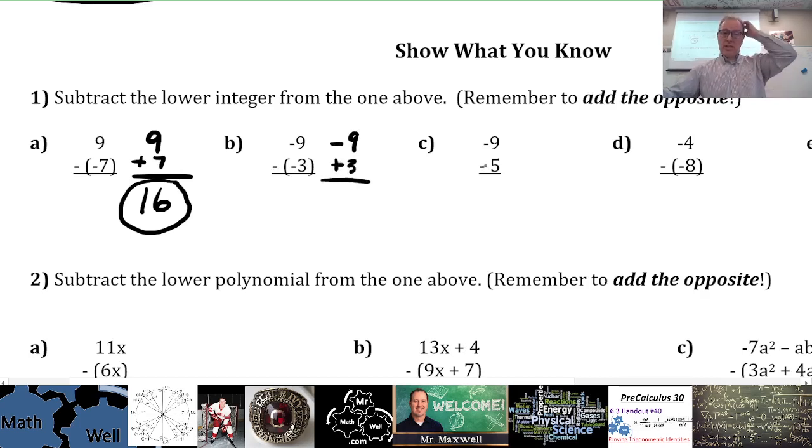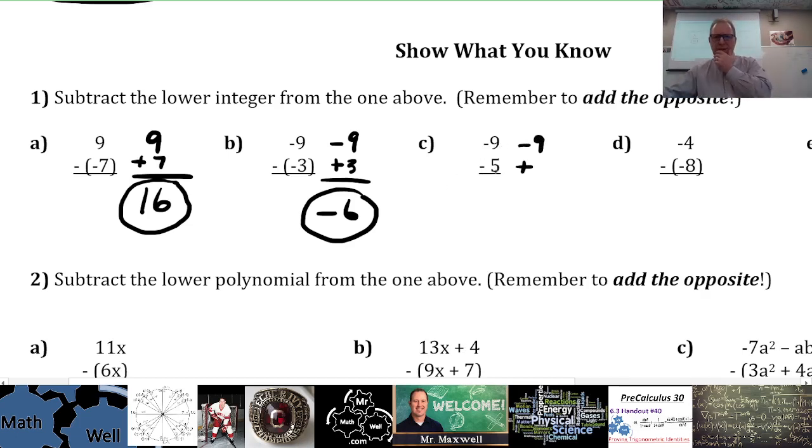What's negative 9 plus 3? Negative 6. Okay. So negative 9 minus 5 is the same as negative 9 plus minus 5. So I'm going to do plus negative 5, technically. You might think, well, why do I have to rewrite that? You don't really have to rewrite that.